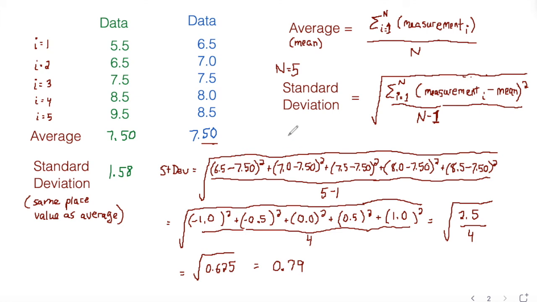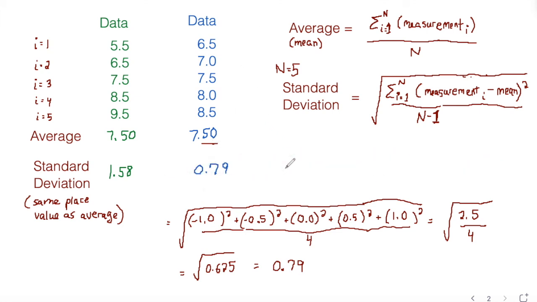So let's get some room and write that. So this set of data has a standard deviation of 0.79, and it is smaller like we expected because each of these measurements is closer to the center point, the average measurement. So these differences are not as big. And so the standard deviation is not as big.